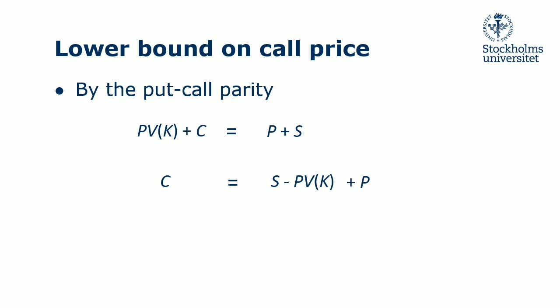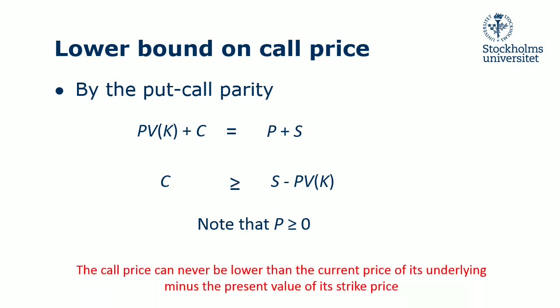And now, suppose that we remove the put price from the equality, noting that this price is going to be greater or equal than 0. Now, if we do that, the equality turns into an inequality, of course. And that's it. We know then that the call price can never be lower than the current price of its underlying minus the present value of its strike price.